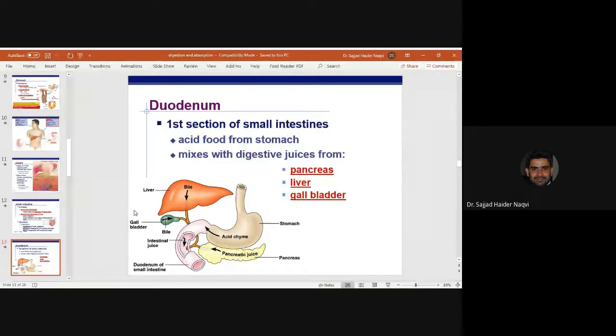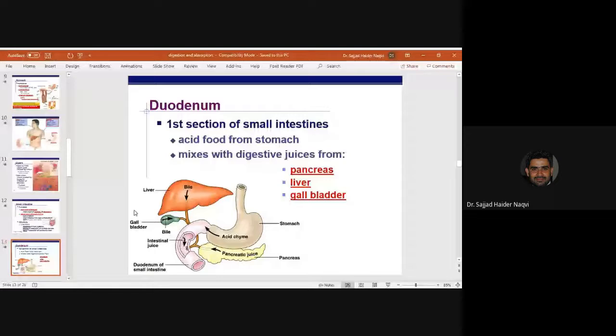So the first section of the small intestine, as I said, is the duodenum. The food that is coming from the stomach was acidic, if you remember. So it mixes with the digestive juice coming from the pancreas into the small intestine. This digestive juice is also accompanied by certain secretions coming from the liver and gallbladder, what we call bile salts and bile acids. Together, when these secretions mix with the food, they increase the pH of the food back to the alkaline condition.